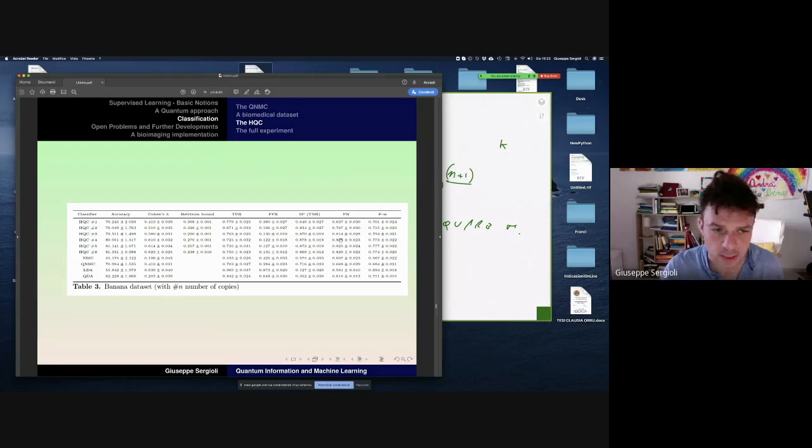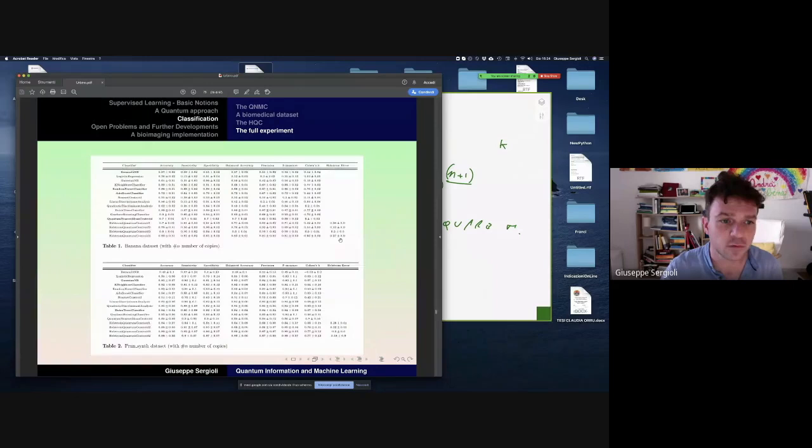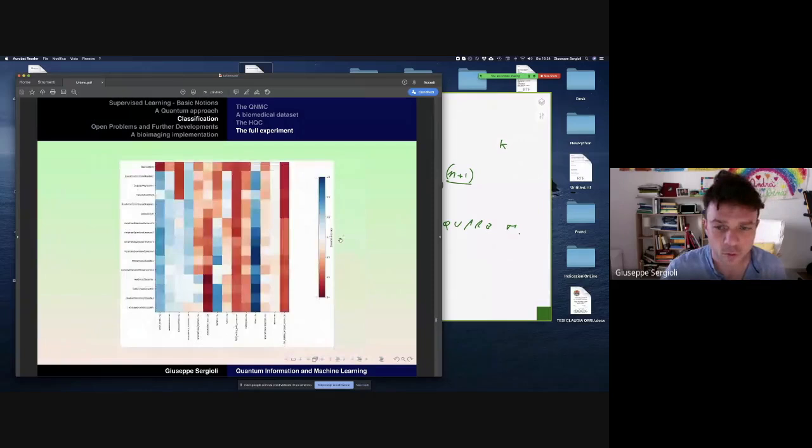Okay, so we have the full experiment. As I said several times, the full experiment can be given just making a comparison between different data sets, comparing different classifiers over different data sets, and the results are very good. Now I cannot come into details for any data set, but this picture maybe is nice, because in this axis you can have the name of the data set, and in this line you have the different classifiers.